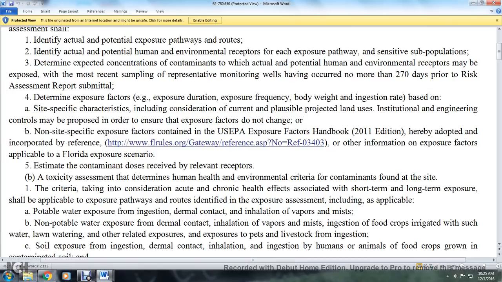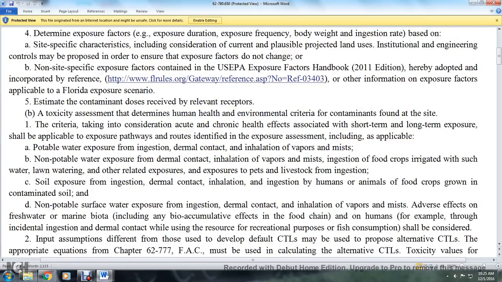Estimate the contamination dose received by the relevant receptor. Toxicity assessment determines the human health and environmental criteria for the contaminants found at the site. 1. The criteria shall take into consideration acute and chronic health effects associated with short-term and long-term exposure, and shall be applicable to exposure pathways and routes identified with the exposure assessment, including, as applicable, potable water exposure: ingestion, dermal contact, and inhalation of vapors and mist; non-potable water exposure: dermal contact, inhalation of vapors and mist, and ingestion of food crops irrigated with such water, and watering of pets and livestock, or other related exposure.